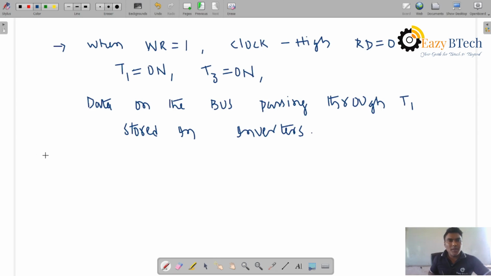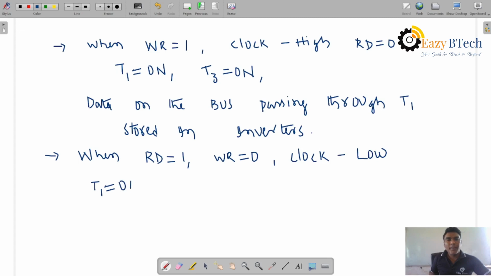The second case is when the read operation is equal to 1, WR is equal to 0, and the clock is low. What happens? T1 is off, T3 is off, and T2 is on. Then the data returns back to the bus.